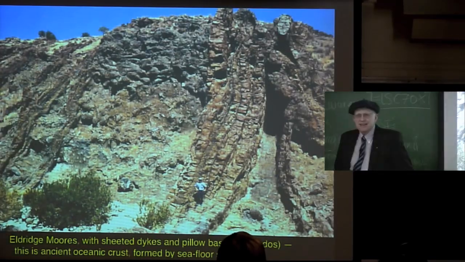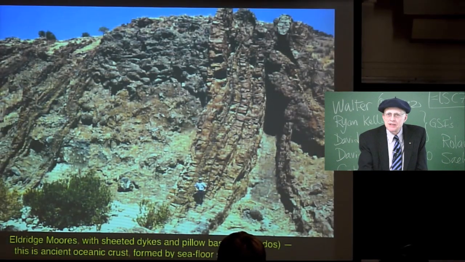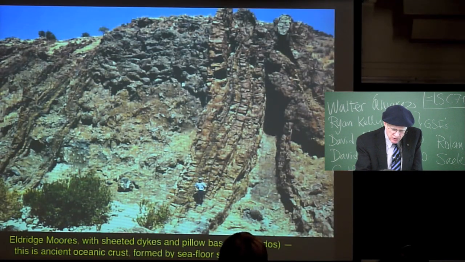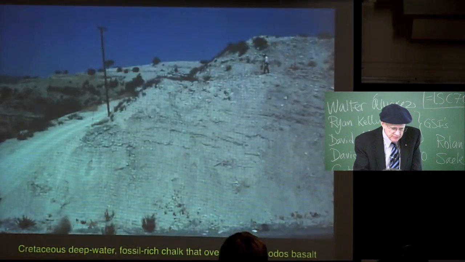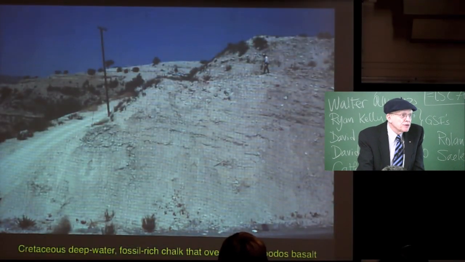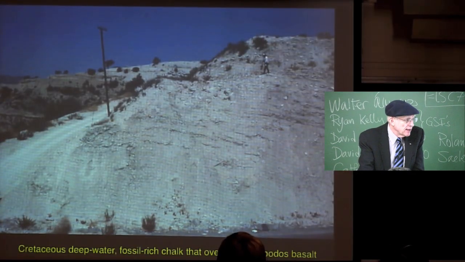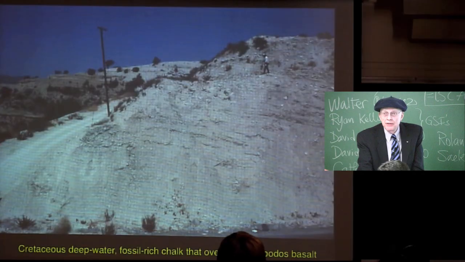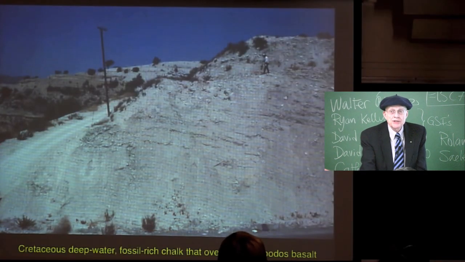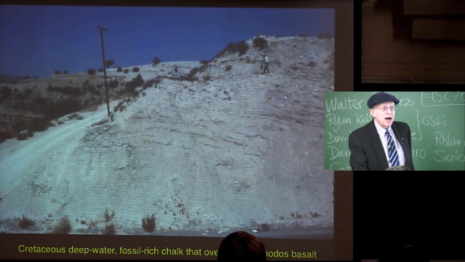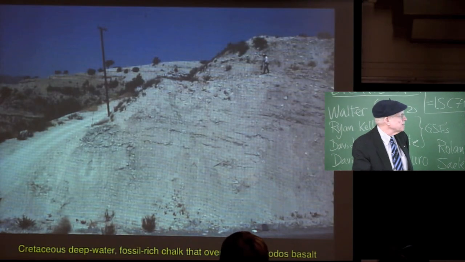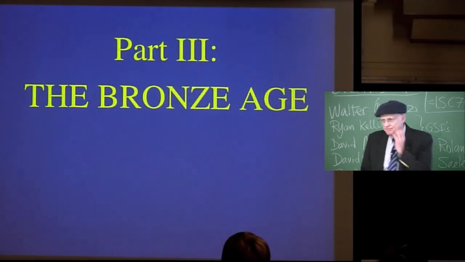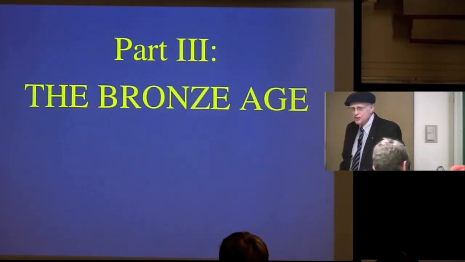This is the evidence. This is the direct evidence that seafloor spreading was not just a goofy idea. It was right. And then after the seafloor had formed, then sediments were deposited on it. These white rocks here are sediments that were deposited on top of the seafloor that's represented by the whole Troodos complex.